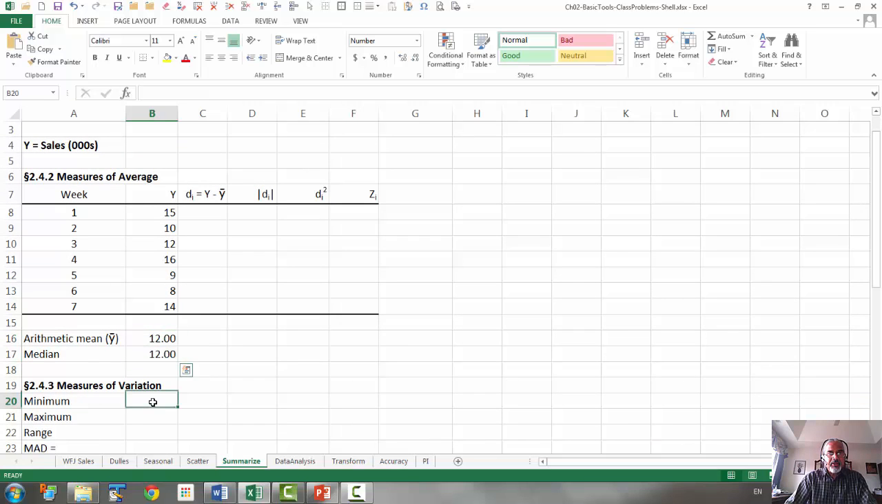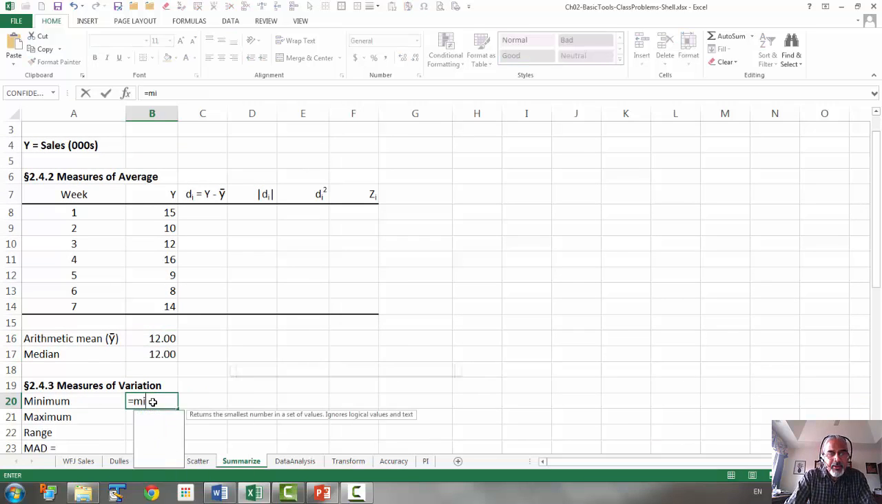Now measures of variation. So we have the minimum, for which we can use the Excel function min, and the Excel function max.